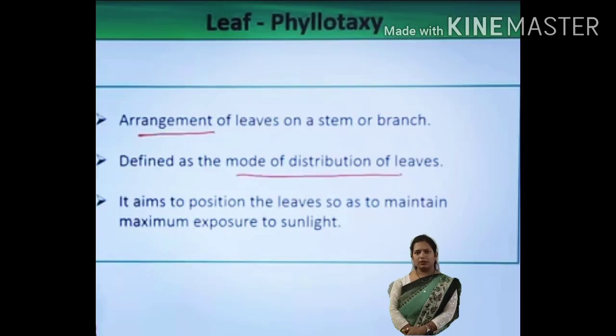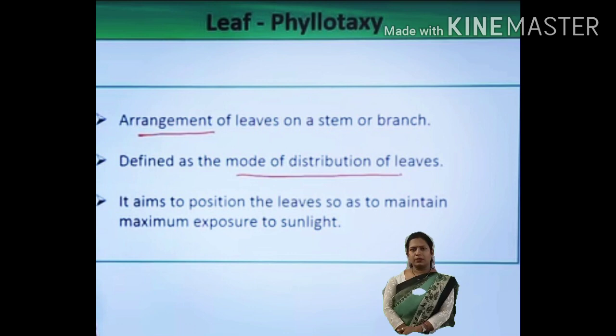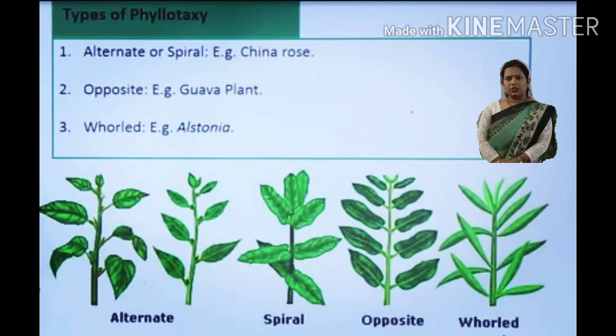So now, my dear students, we will study leaf phyllotaxy. What is leaf phyllotaxy? This is the arrangement of leaves. Leaves are arranged in various ways on the stem. The arrangement of leaves on the stem is called phyllotaxy. The main aim of phyllotaxy is to expose all the leaves of the plant to maximum sunlight and air.